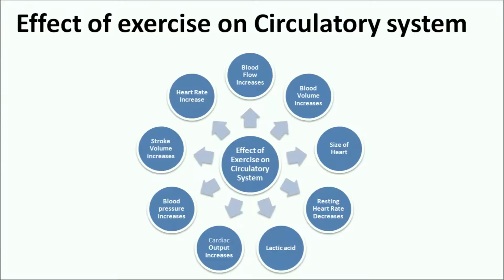Now we will study the effects of exercise on the circulatory system. The circulatory system consists of the blood, the heart and the vessels. This system not only carries oxygen but also supplies nutrition to cells and tissues, removes waste products and carries hormones etc. throughout the body. These are the various effects of exercise on the circulatory system which we will study, learners, now in detail.